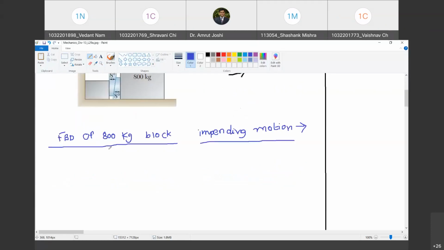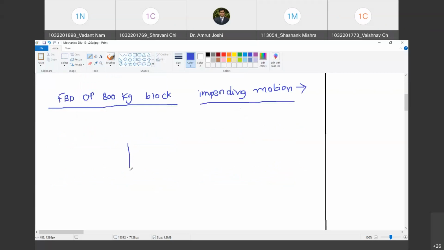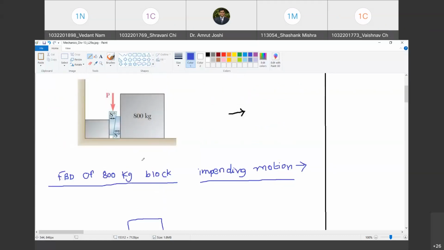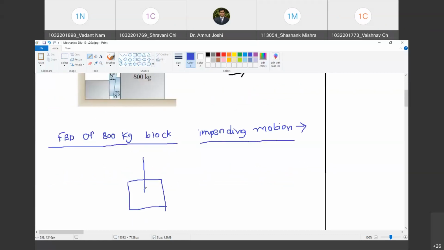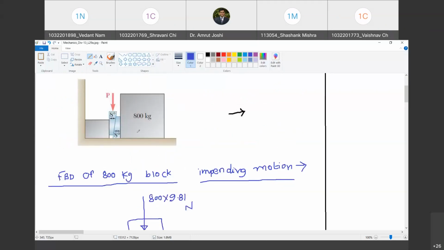Now, how do I draw free body diagram? Free the body from all external agencies and show what the external agencies were doing. So I will free it from Earth, which is external to the block. And I will show what the Earth must have been doing. So Earth must have been pulling it by gravitational force of 800 into 9.81 Newton. Do you agree with me? Yes, sir. This is the force.